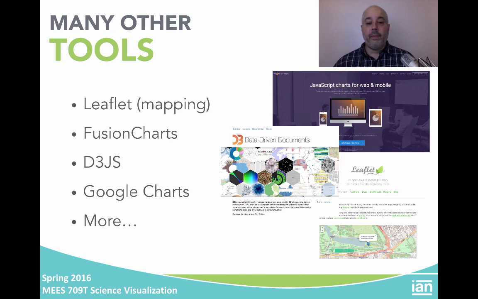Many tools. If you want to do mapping, there's something called Leaflet. Of course, Google Maps is another option. Fusion Charts is something that we've used in the past for the Bay program. Seemingly unlimited number of charts and options that you have with something like that. And that one requires a little bit of development background, but a little less than some of the other options. D3.js is another one, much like Chart.js. Google has their own charting option as well, and there's many, many more tools out there to help you visualize your data.